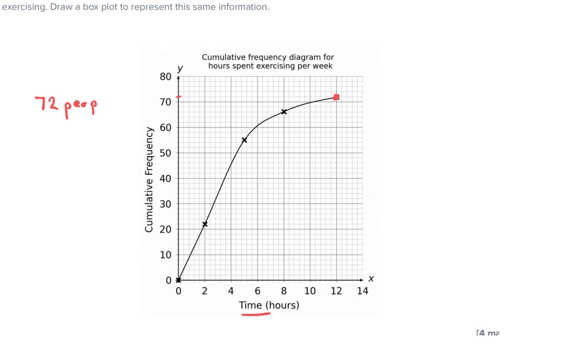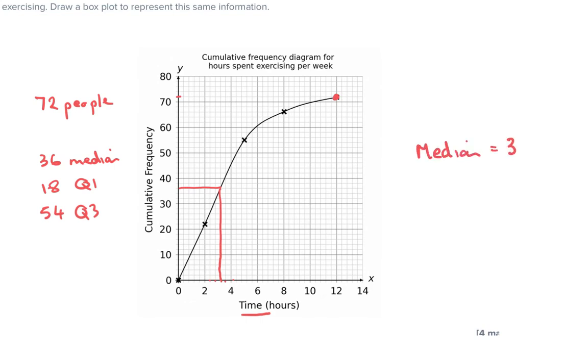Now that's important to know because we need to find the median. It's going to be at 36. And then 18 will be quartile 1, and 54 will be quartile 3, because we take 36 divided by 2. So we're going to find the median at 36. Each box is worth 2, so there's the median at 36. And we go down to find out what number that is. Well, on the horizontal axis, it looks like every box is worth 0.4, so 2.4, 2.8, 3.2, 3.6. So the median is going to be 3.6.